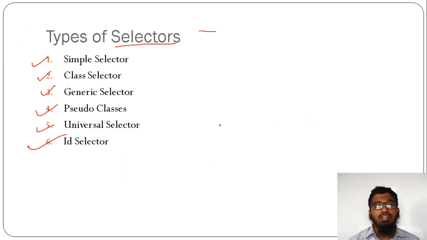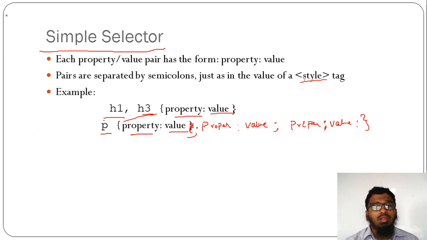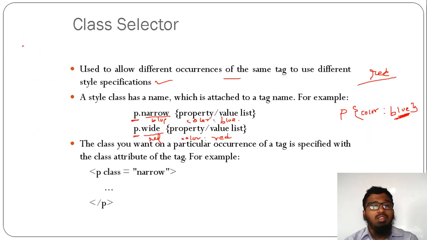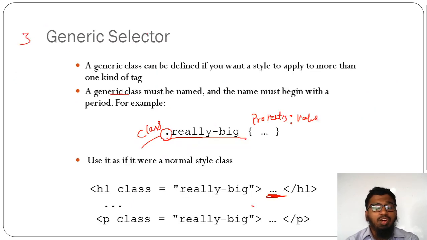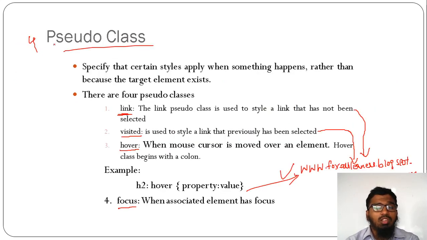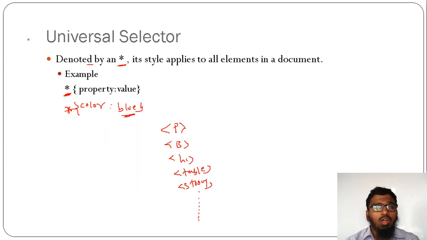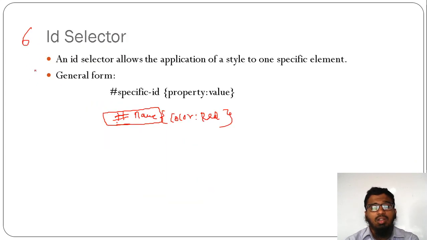What are the 6 selectors? First one is simple selector, second one is class selector, third one is generic selector, fourth one is pseudo class, fifth one is universal selector, sixth one is ID selector.